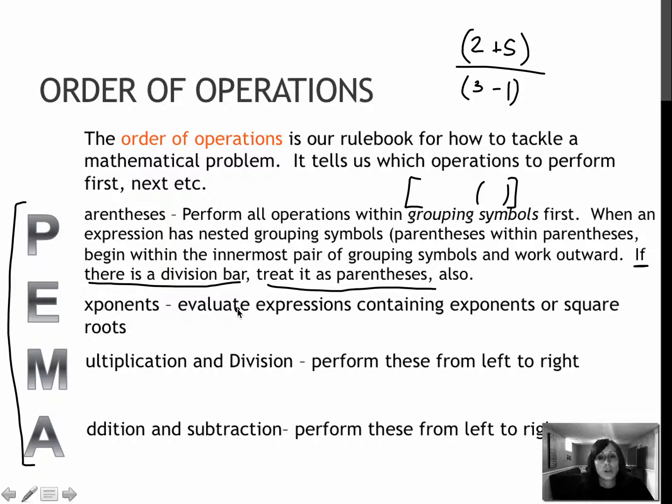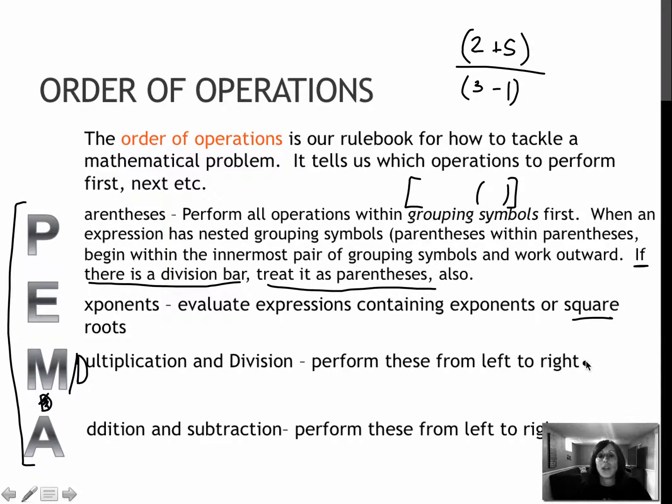Exponents, we just learned about what exponents are. We're going to evaluate those in addition to anything that has a square root. Multiplication and division, we're going to go from left to right. The reason I don't include the D here like so many instructors do is that some of my students would go through and do all of the multiplication and then go through and do all of the division. So just remember that M represents multiplication and division, and those go from left to right.